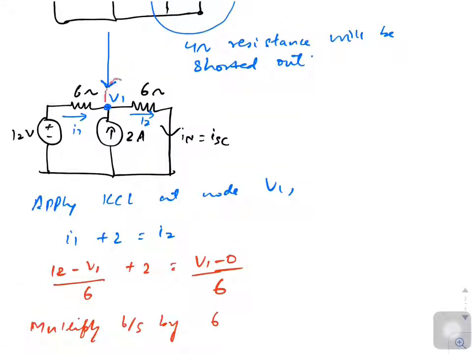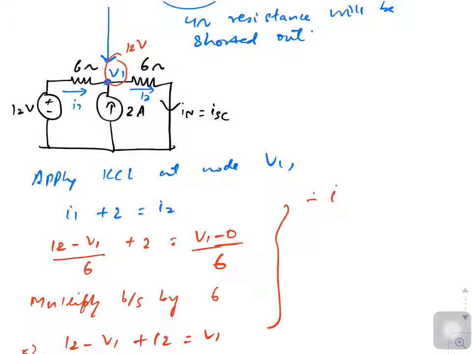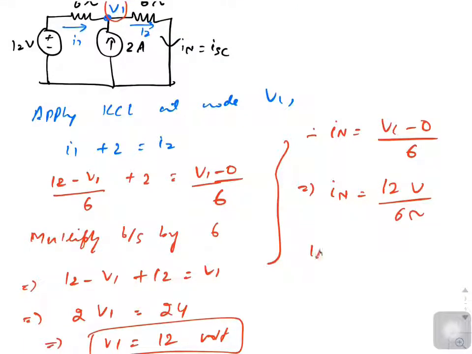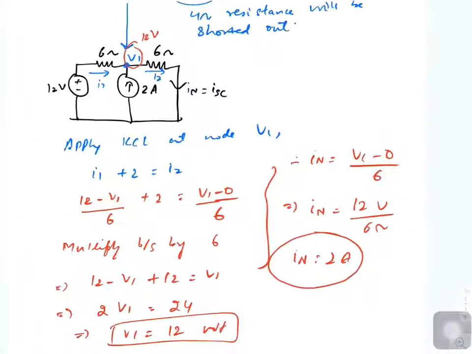So this voltage is 12 volt. Therefore, what is Norton current? Can I say that Norton current is (V1 minus 0) by 6? Or Norton current is 12 volt upon 6 ohm. So the answer is 2 ampere. So my Norton current is 2 amperes here.